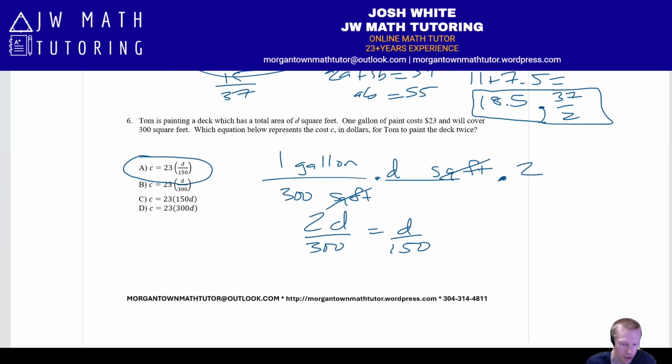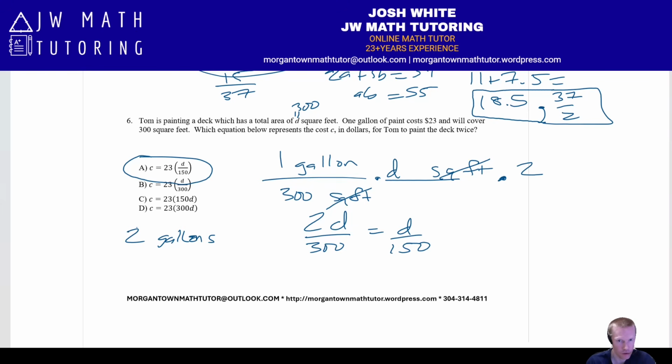Now, you could also do this by picking numbers as well. So here is basically how I would do that. I'm going to let d equal 300. In other words, this deck has a total area of 300 square feet. 1 gallon will cover 300 square feet, right? He wants to paint it, so 1 gallon will cover the deck once. If he wants to paint it twice, how many gallons is he going to need? Well, he's going to need 2 gallons, right?